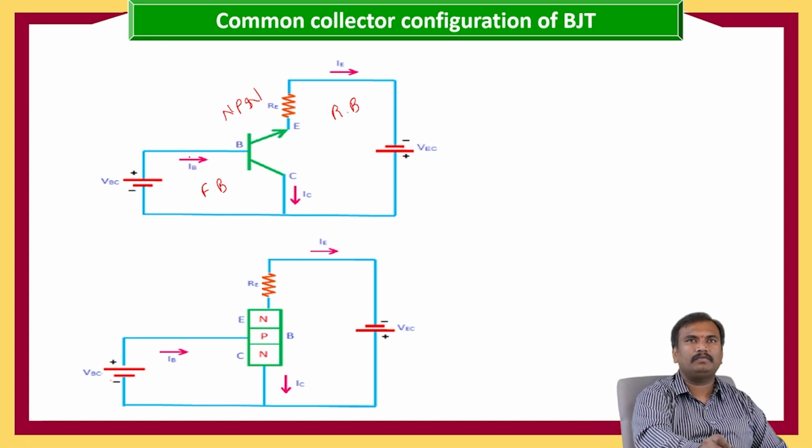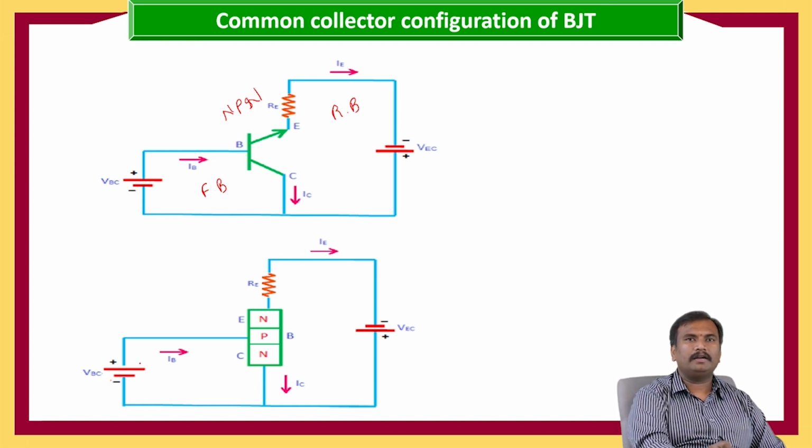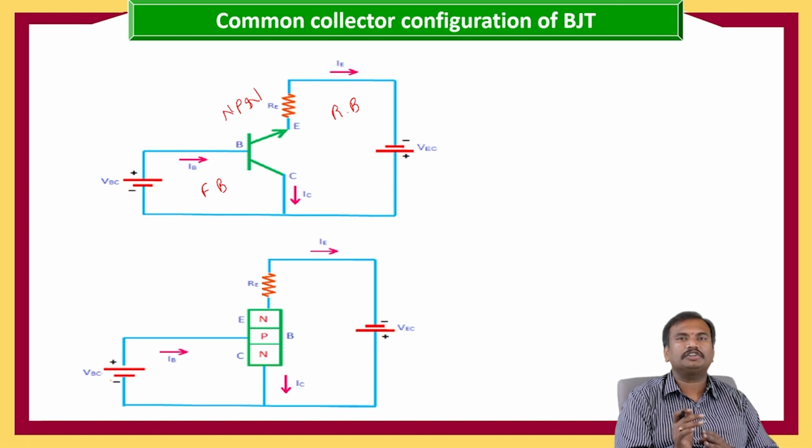And here are the currents flowing. This is the base current, this is the collector current IC, and this is the emitter current. So we are making the collector common, giving the input to the base to collector junction, and taking the output from the emitter and collector junction. Base to collector junction is forward biased and emitter to collector junction is reverse biased.